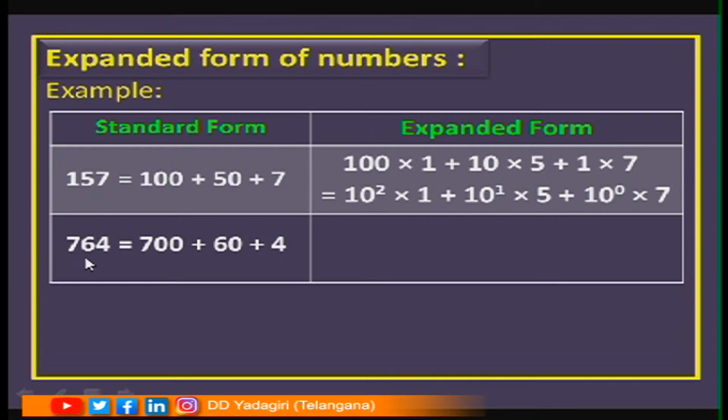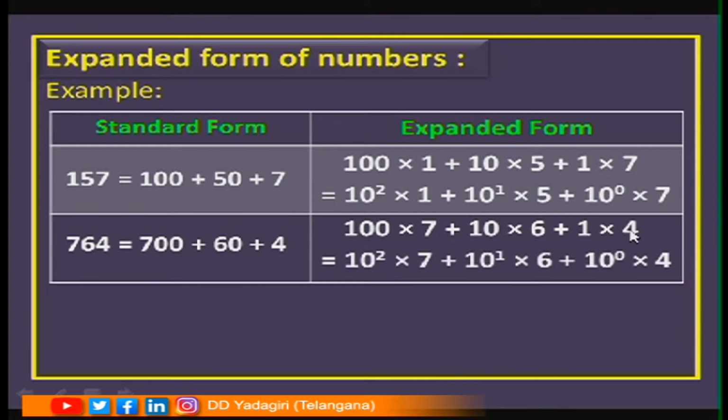So, this is the standard form 764. I am writing it as 700 plus 60 plus 4. In the same way as done in the previous case, we write it as 100 into 7, because 700 plus 60 is written as 10 into 6, and 4 we are writing it as 1 into 4.